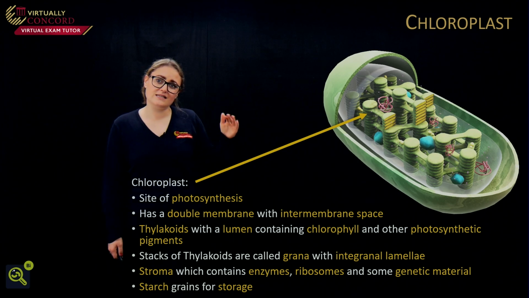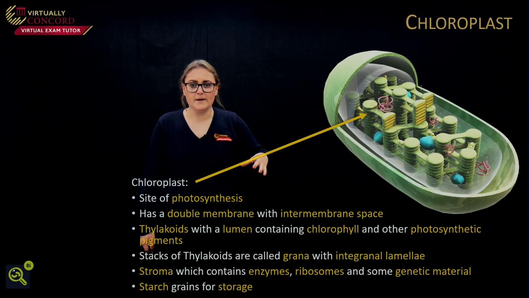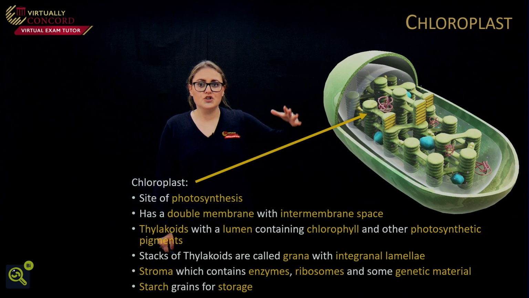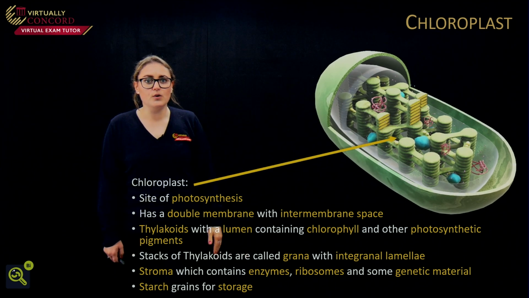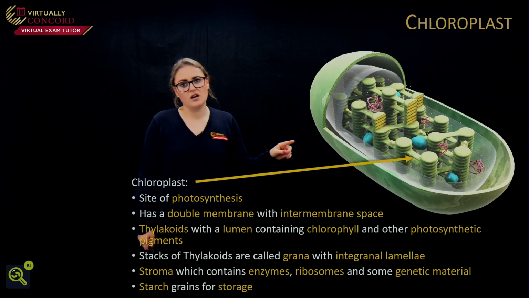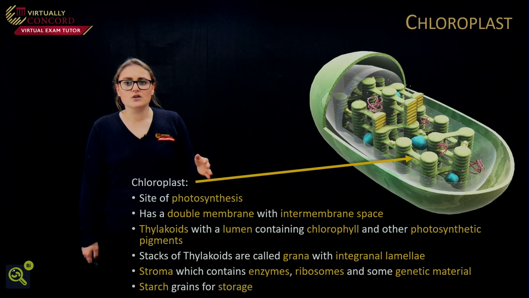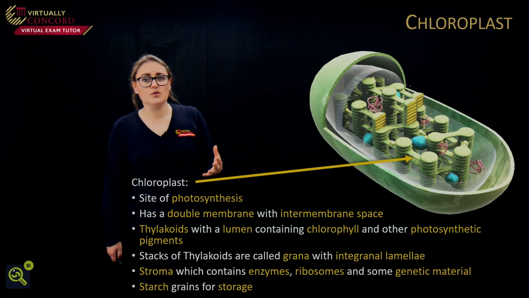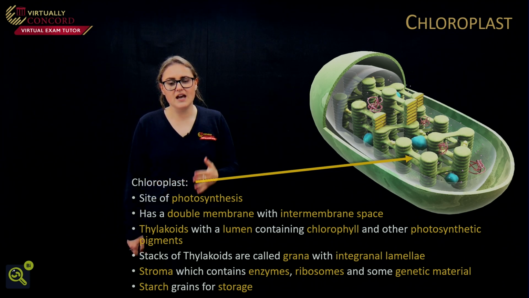These thylakoids are stacked into grana, often hundreds high, to help increase the surface area. They also have these links, like bridges between your two thylakoids and between your stacks. These are called intergranal lamellae, and these are also there to help increase the surface area.